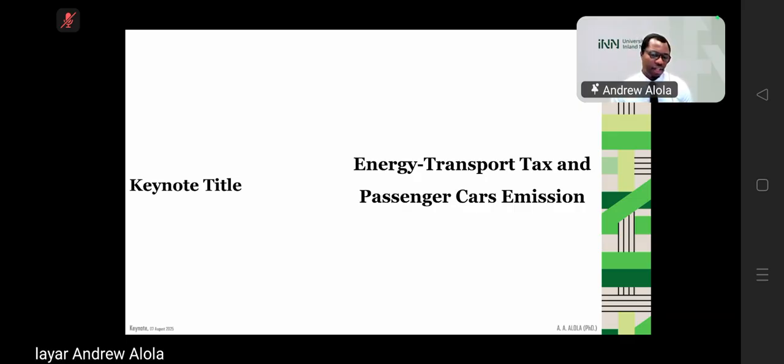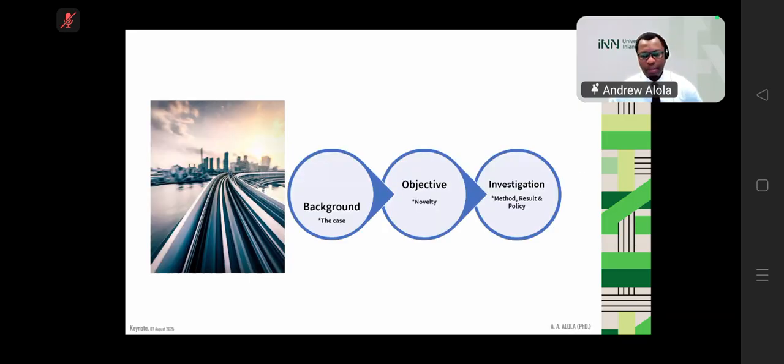We have resource tax, and we have four different kinds of environmental tax. I'm not going to talk about the other two. I'm just going to stick to energy tax and transport tax and their relationship with carbon passenger car emission. And this is a journey.